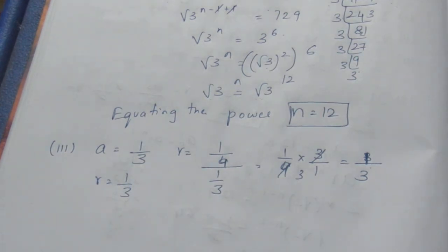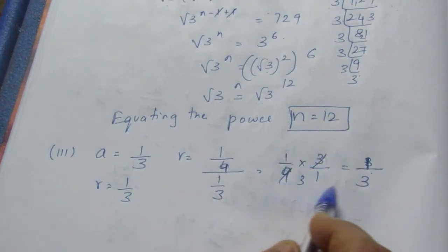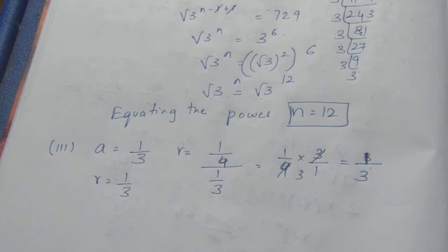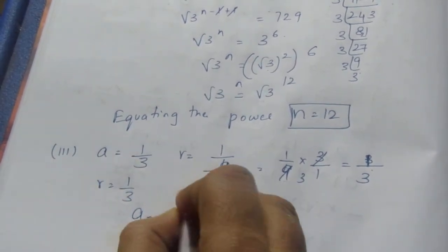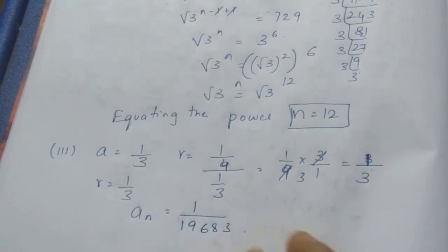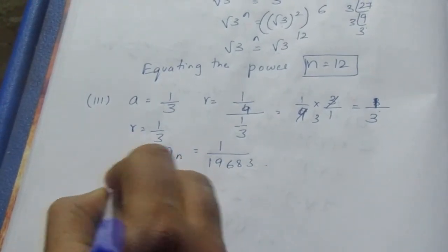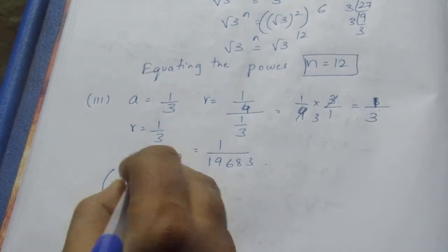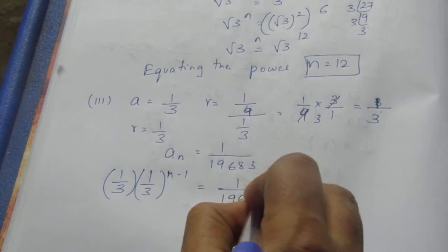1 by 9, a2 by a1, here a2 is 1 by 9. So 1 by 9 by 1 by 3. Here I am taking this reciprocal to the numerator, it gets cancelled and becomes 1 by 3. Now we know a, we know r, we need to find n for an to be 1 by 19683. Substitute the formula here. A r power n minus 1, a is 1 by 3, r is 1 by 3 power n minus 1 is equal to 1 by 19683.